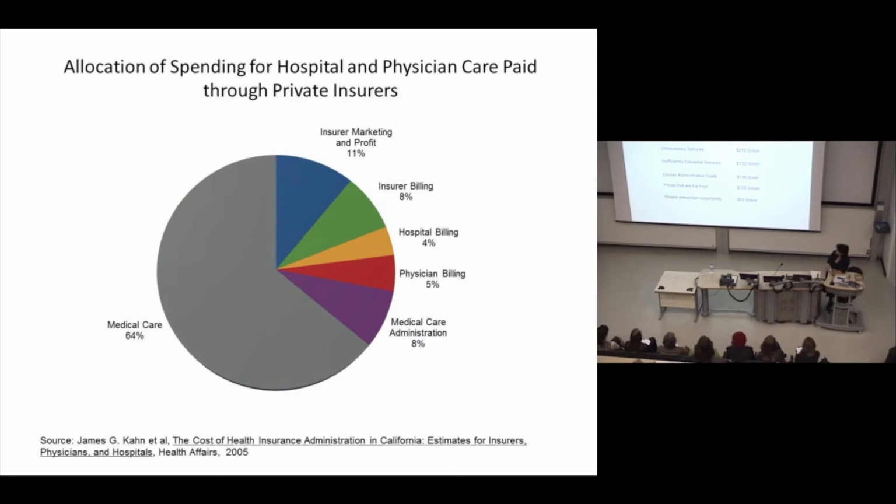Unnecessary services, 210 billion. That's the size of the NHS budget. Inefficiently delivered services, 130 billion from the fragmentation. Excess administrative costs, 190 billion. Overcharging, 109.5 billion. And misprevention, 55 billion. Because what markets do is their job is not to find the patients that need care, but to sell the goods that they think they can get away with, that people can pay for.